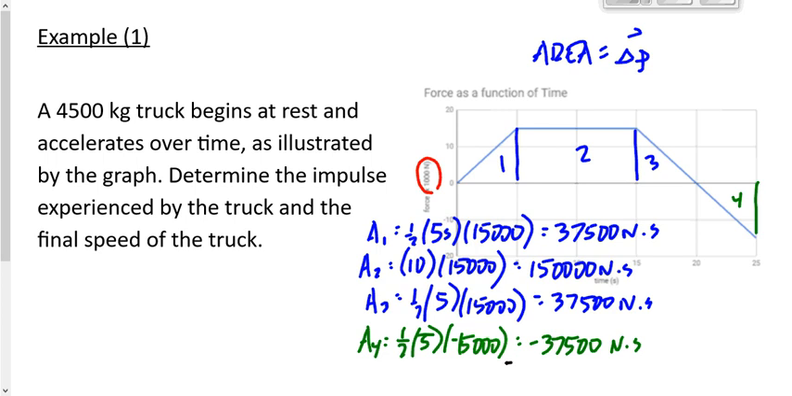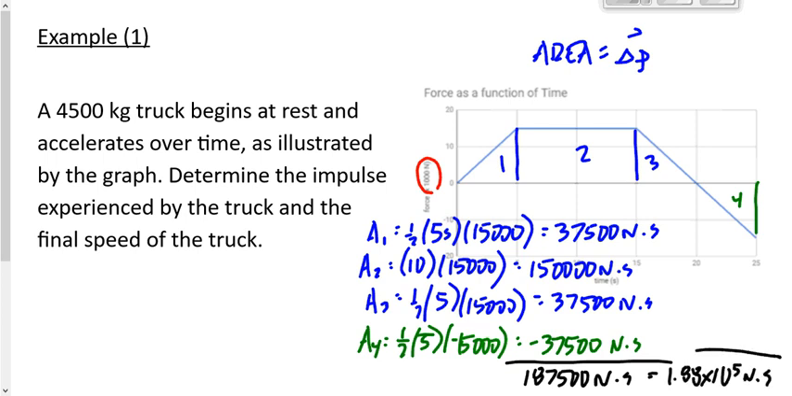We add these up. 37,500, 150,000, 37,500, negative 37,500. We end up getting 187,500. So the impulse is 1.88 times 10 to the 5.